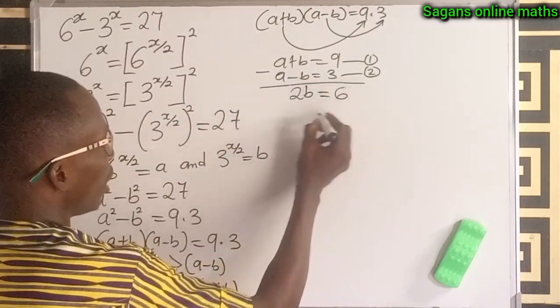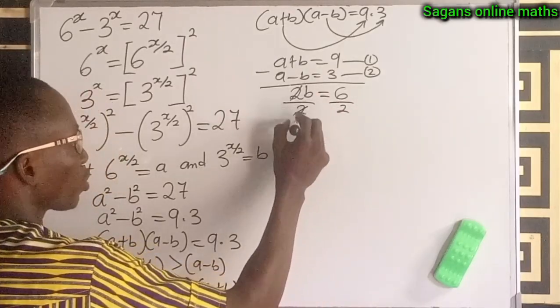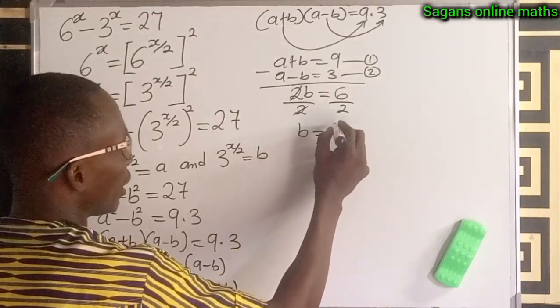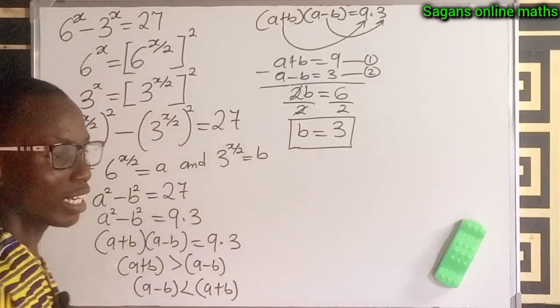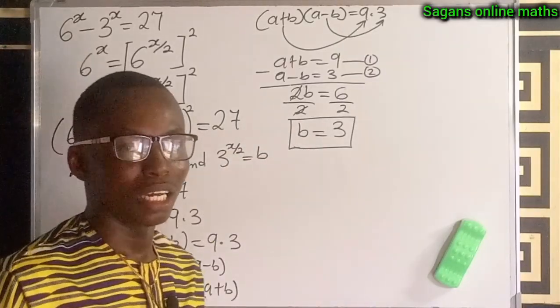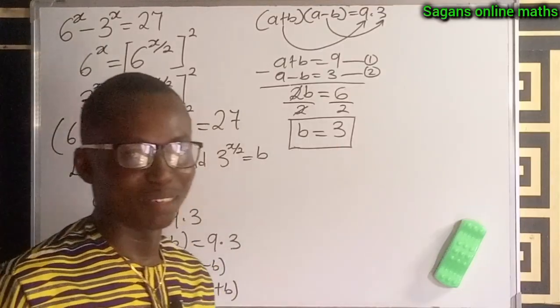We have this as 6. So if we divide here by 2, we also divide here by 2. The 2s cancel out, so our b is equal to 3. This is the value of b. Because if 2 children are given 6 oranges to share in equal rates, each is going to take 3. And this is the value of b.